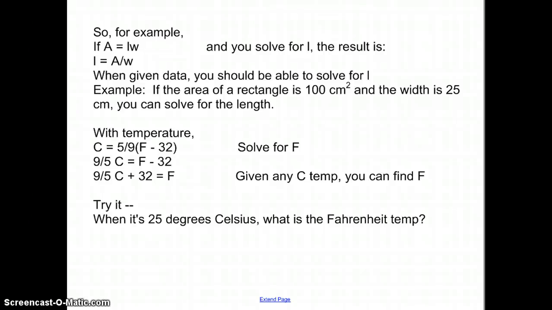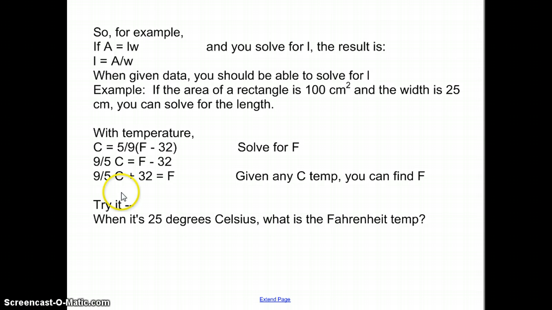With temperature, you're always going back and forth in science, converting Celsius to Fahrenheit and Fahrenheit to Celsius, so that you can have consistent data across the board. So we know that the Celsius formula is C equals 5/9 (F minus 32). But if you had to solve for F, the first thing I would do is multiply by the reciprocal of the fraction so that you get 9/5 C equals F minus 32, and then add 32 to both sides. So given any Celsius or centigrade temperature, you should be able to find Fahrenheit.